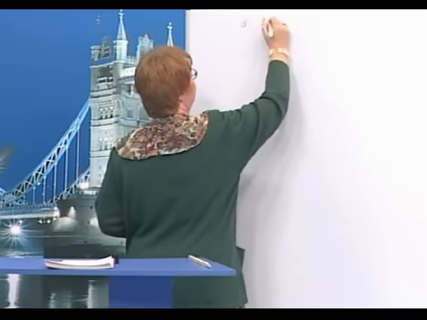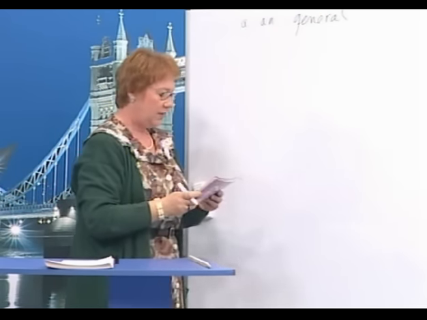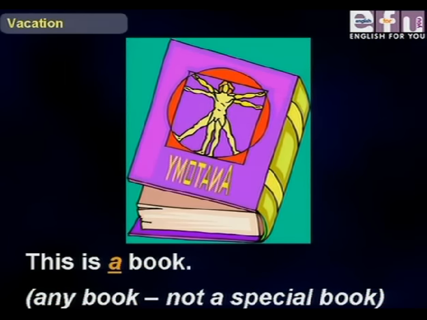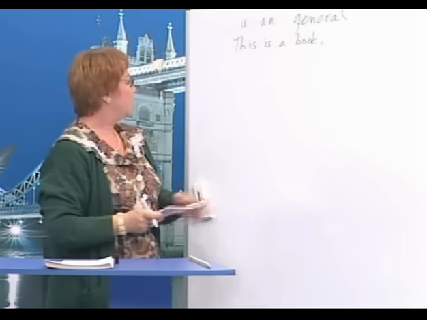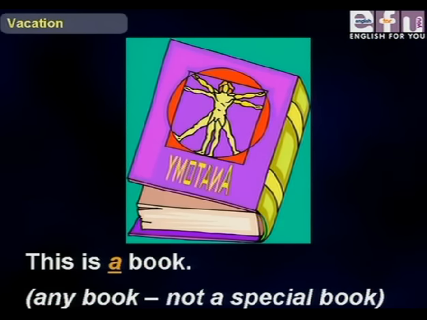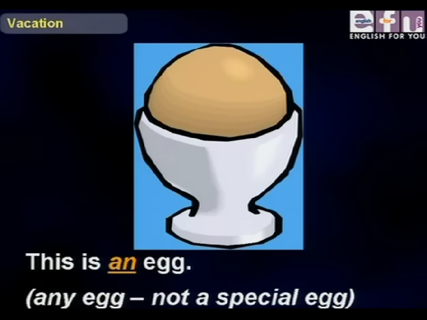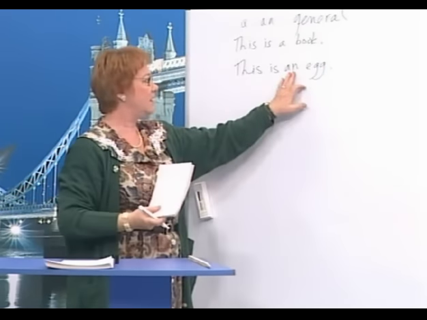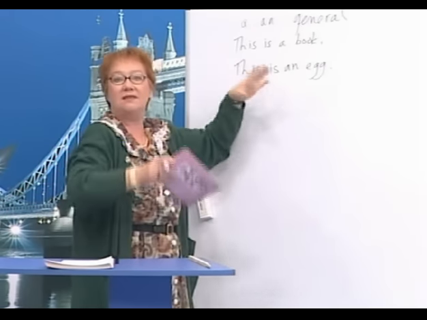Now, we talk about a or an when something is general. We're speaking in general. So we can say, this is a book. General. So this is a book. It's any book. It's not a special book. Here's one. This is an egg. And we had to use an because of the E. This is an egg. General. It's not a special egg.